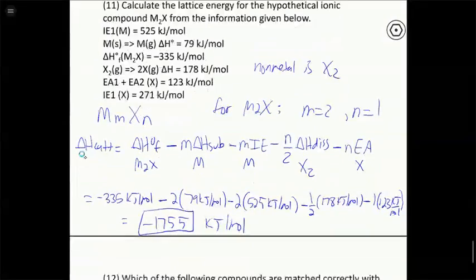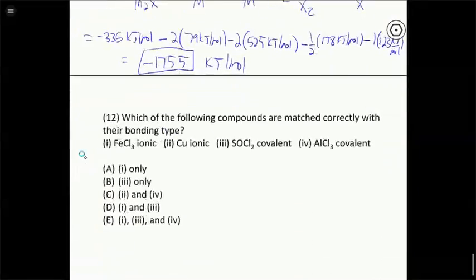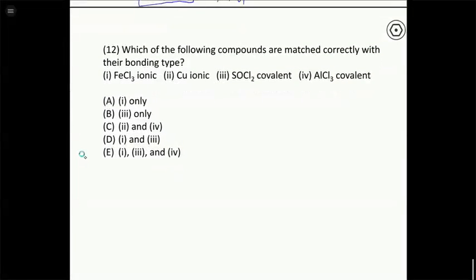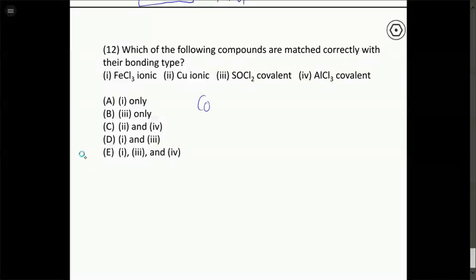All right, the last one we'll go through today is number 12, which is about different types of bonding. Which of the following elements or compounds, I should say elements or compounds, because copper is not a compound, are matched correctly with their bonding type? Remember that we have basically three types of bonds: covalent, ionic, and the one that we've learned most recently, metallic bonding. We have to recognize when these occur.